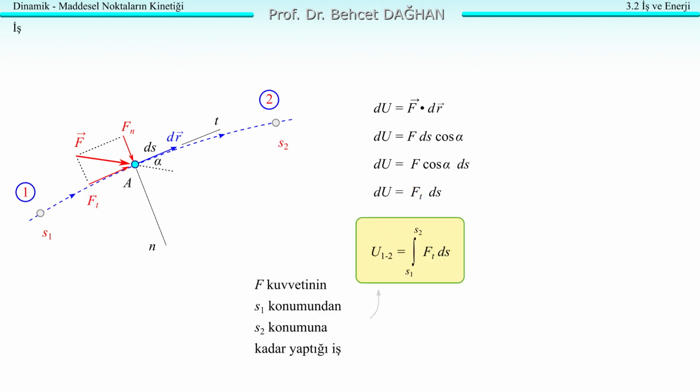If we take the integral, considering any finite interval, and integrate from position 1 to position 2, we get U1-2 equals the integral from s1 to s2 of Ft times ds. This is the relationship we will use to find the work done by the force F. We can find the work done by the force F from position s1 to position s2 using this relationship. When we take this integral, we find the work done by the force F.